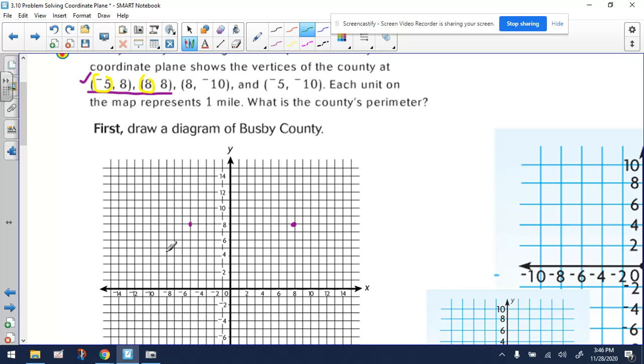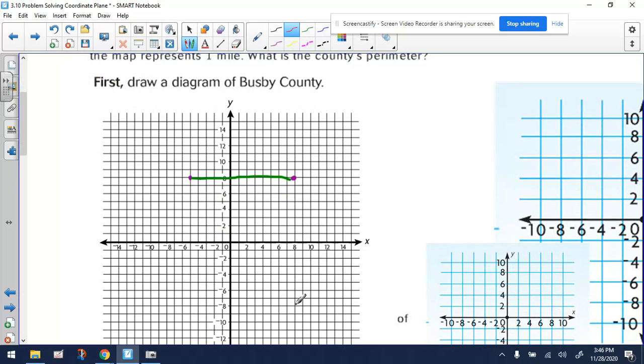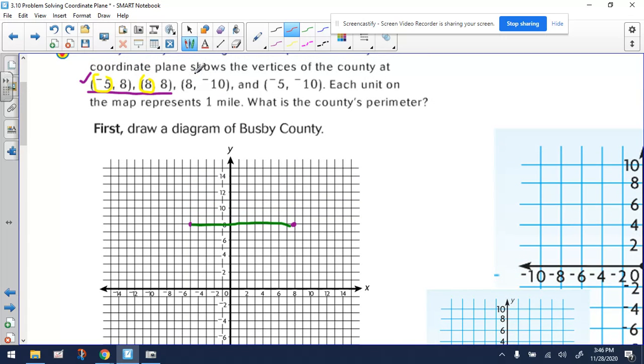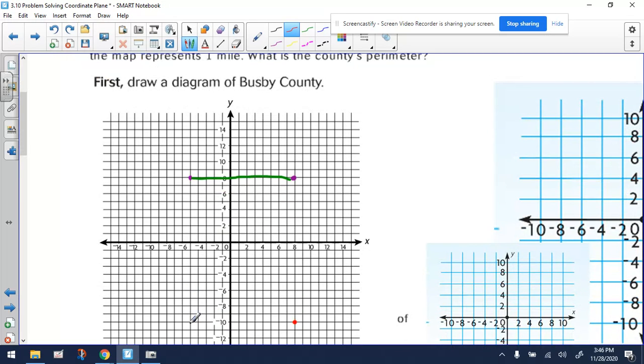So we know that this line here going across, this line right here, would be 13, which means that if it's a rectangle, there's got to be another line that's going to be 13 as well. So let's continue to think about this one. So if we're going to plot this and go over 8 and go down 10, then we're talking about here. So that's this one. And then if we go left 5, and then down 10, then that's going to be here.